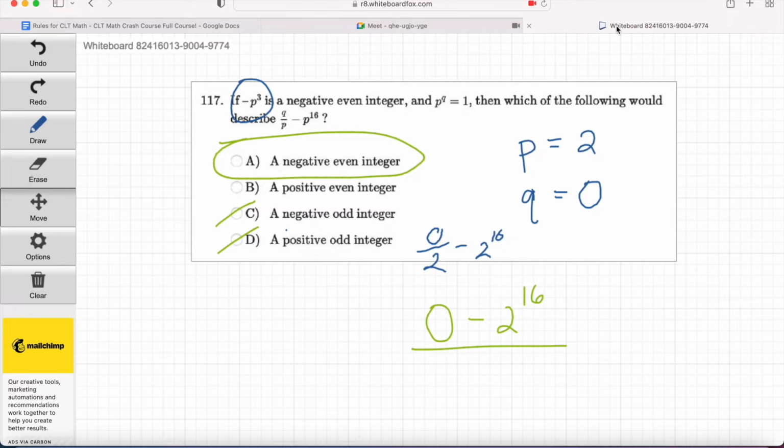But I'm telling you, if they give you variables like this in a question, and you see these all the time, the vast majority of the time, just plug in values for the variables and you got it.